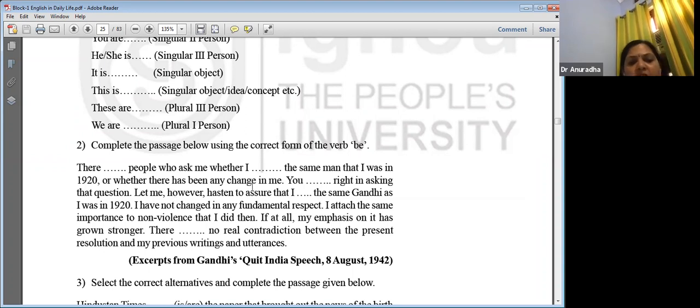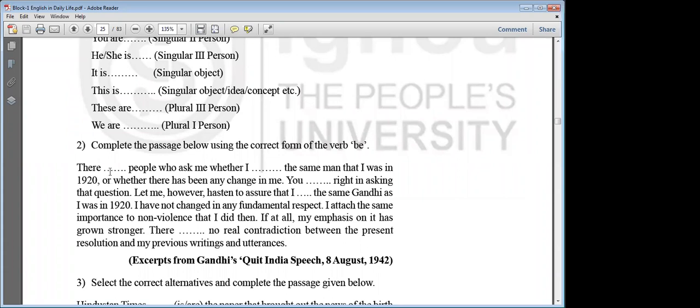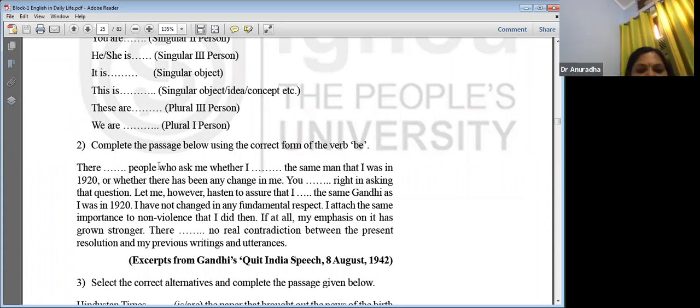"Let me, however, hasten to assure that I am the same Gandhi as I was in 1920." Here also we will put "am". "I am the same man that I was," because people are asking him. So here you can write: "There are people who ask me whether I am the same man that I was in 1920 or whether there has been any change in me."